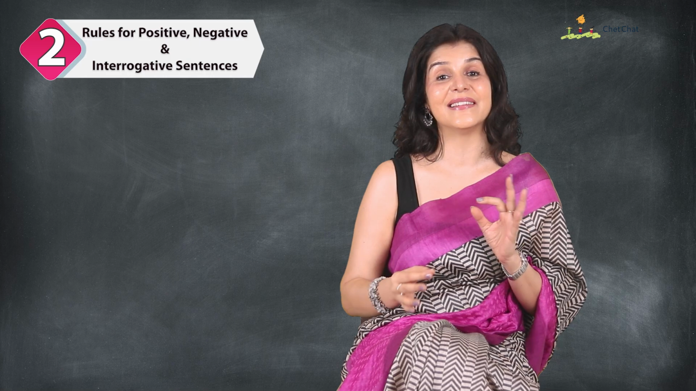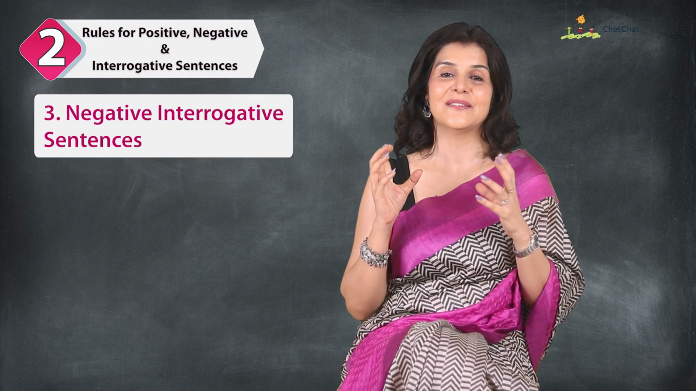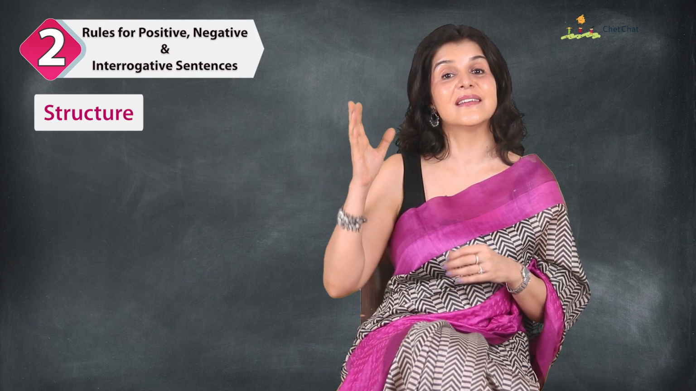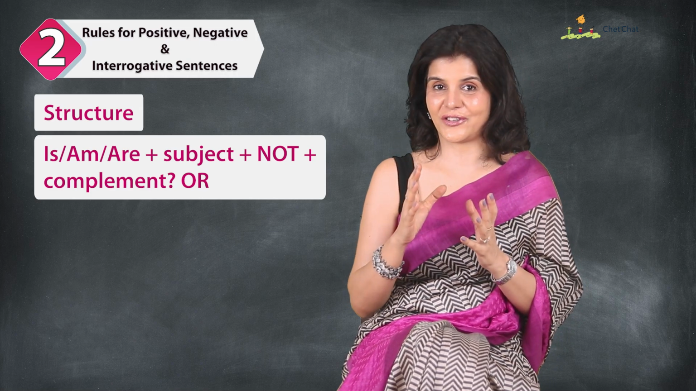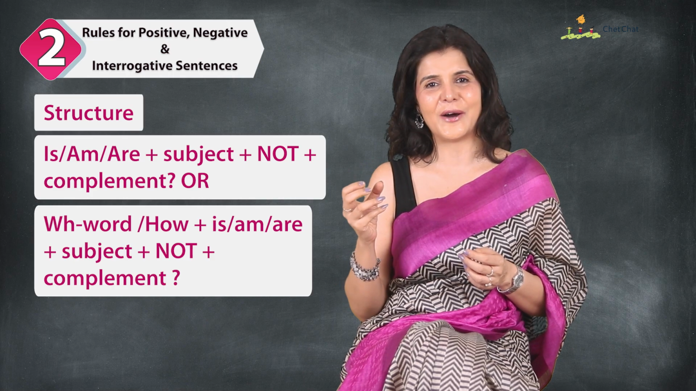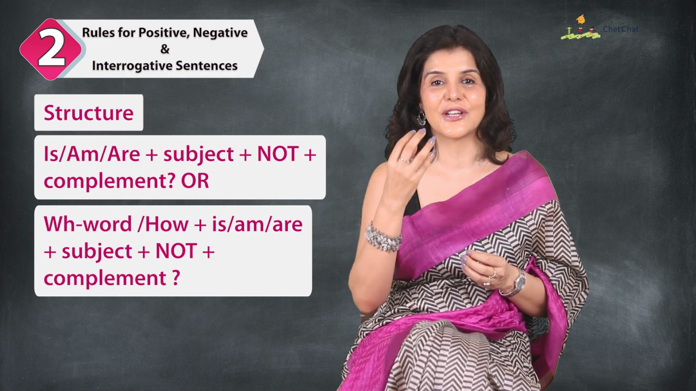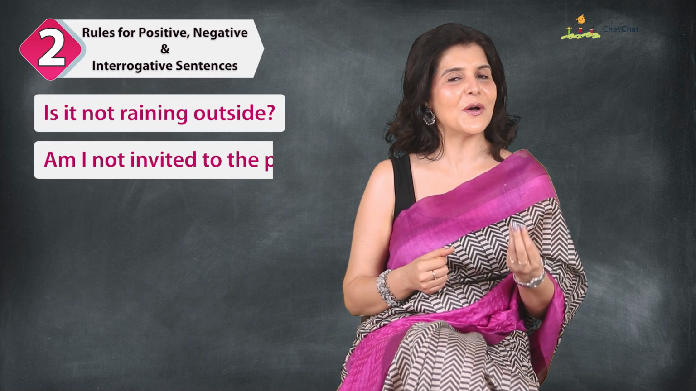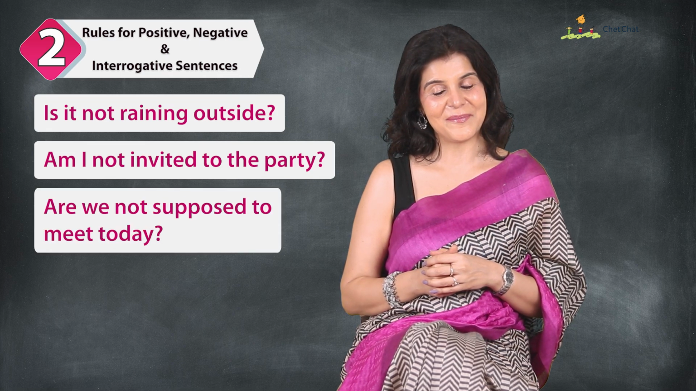And then there are the negative interrogative sentences or the negative questions. The structure of the negative questions is is-am-are plus subject plus not plus complement, or the WH word or how plus is-am-are plus subject plus not plus complement. Is it not raining outside? Am I not invited to the party? Are we not supposed to meet today?